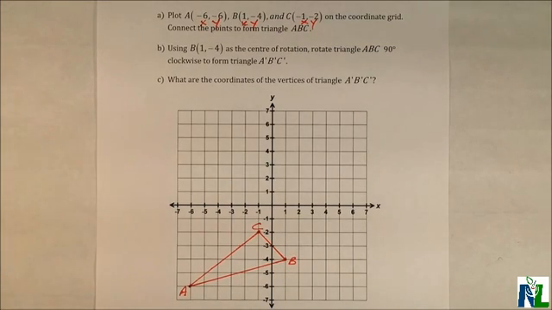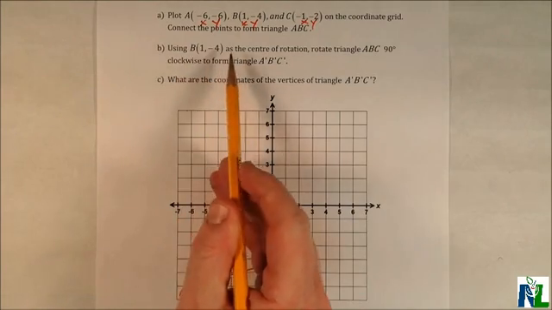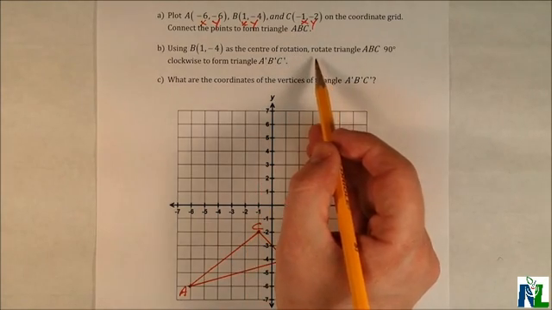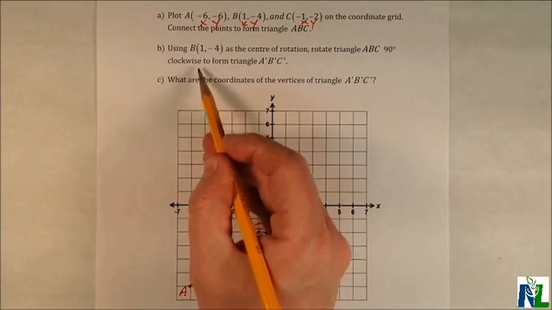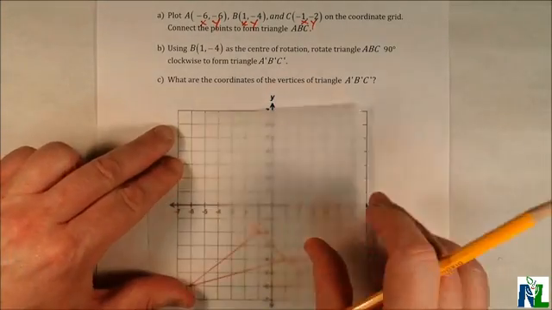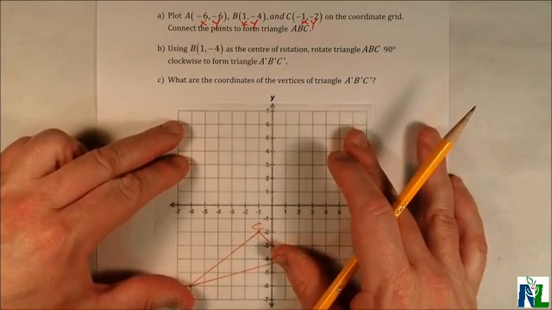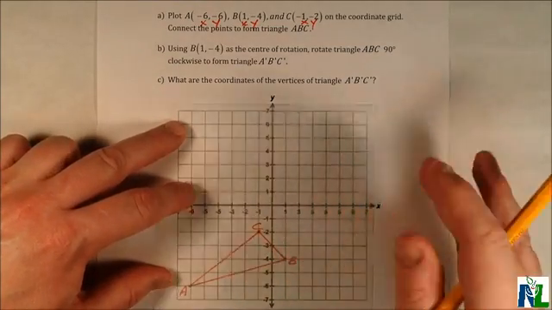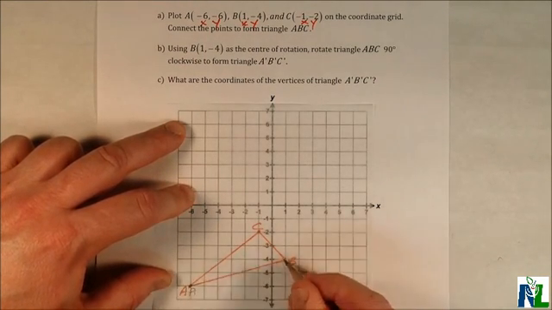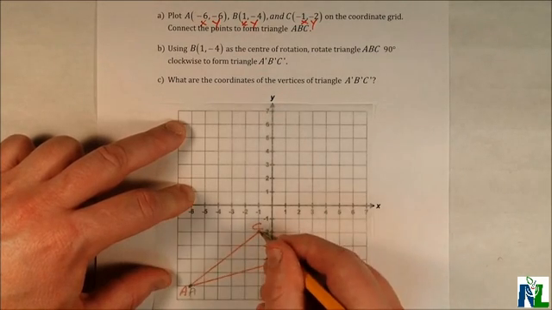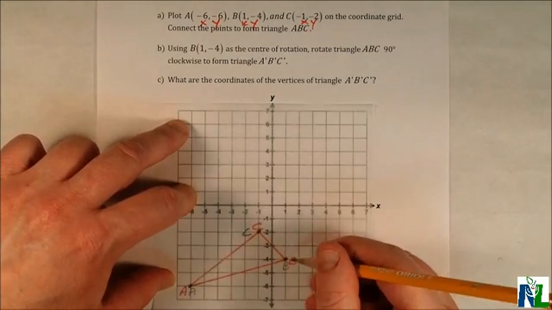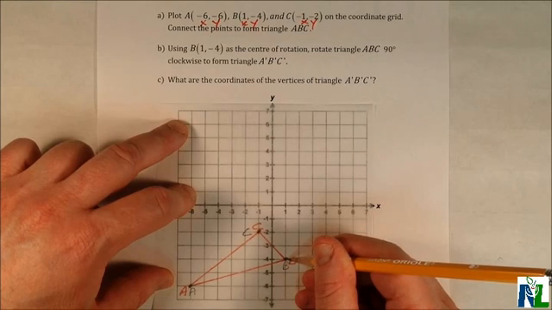Now I'm going to do a rotation. I'm going to use B, which is right here, as the center of rotation. And I'm going to rotate triangle ABC 90 degrees clockwise to form triangle A prime, B prime, C prime. I'm going to use tracing paper. So on the tracing paper, I'm going to mark where points A, B, and C are. Now remember, we're using B as the center of rotation.